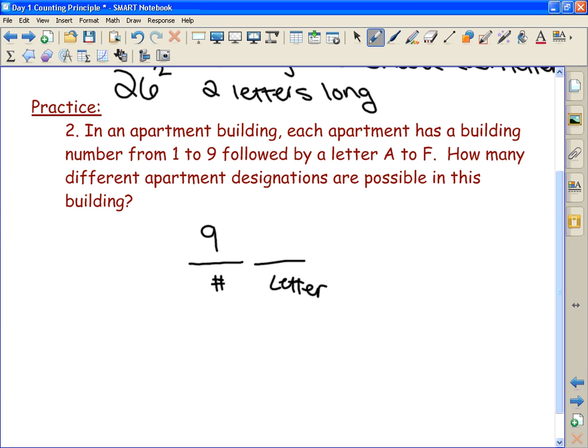A, B, C, D, E, F. That's 6 letters. So we have 9 times 6 ways, which is 54 total ways. So 54 designations.